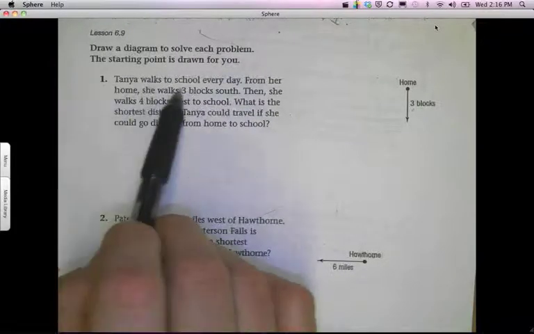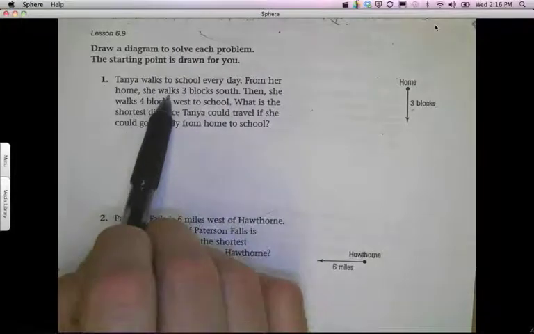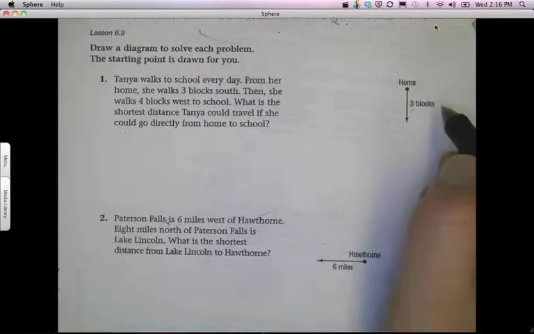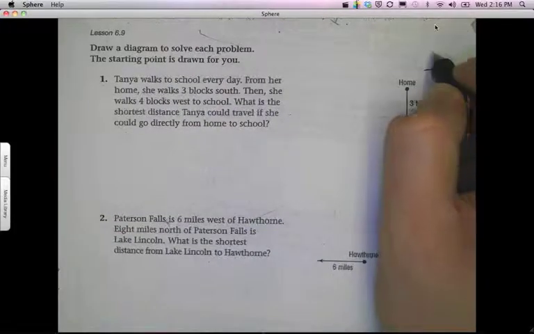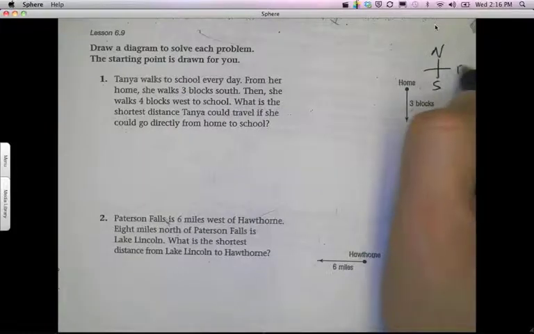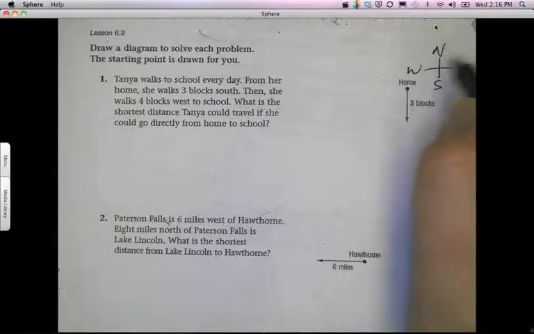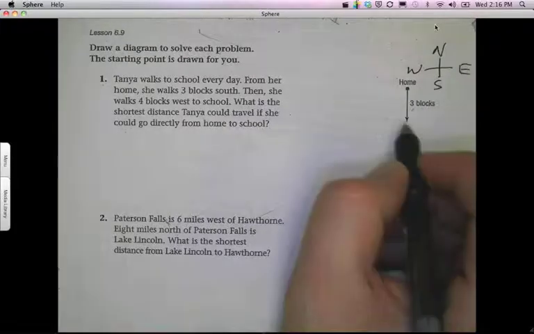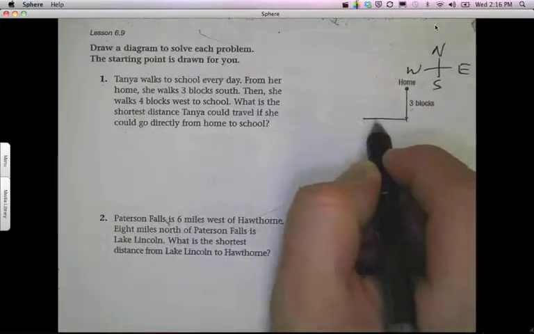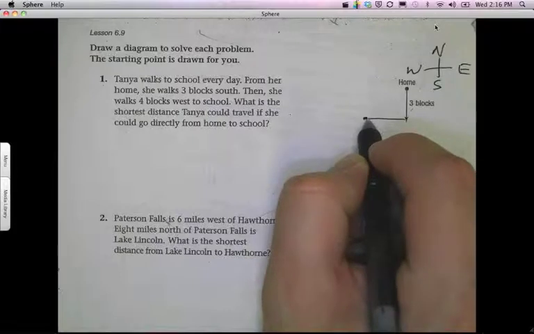Tanya walks to school every day. From her home, she walks 3 blocks south. Now, don't forget, this is north, that's south, that's east, and that's west. So she's going to walk 3 blocks south, which is in that direction, and then she's going to walk 4 blocks west to school. So this is going to be 4 blocks.